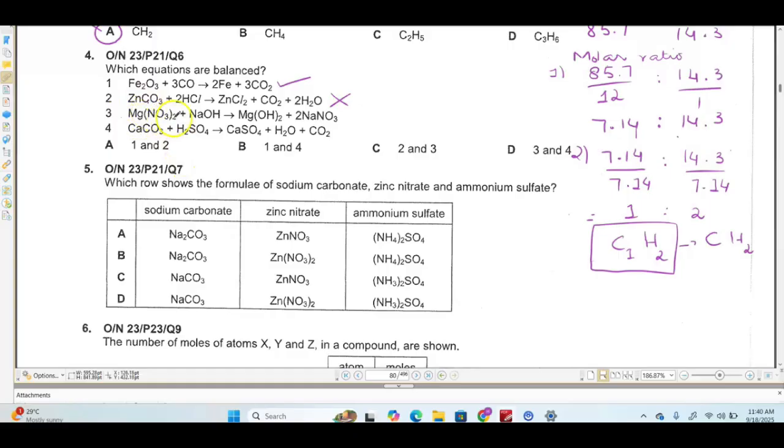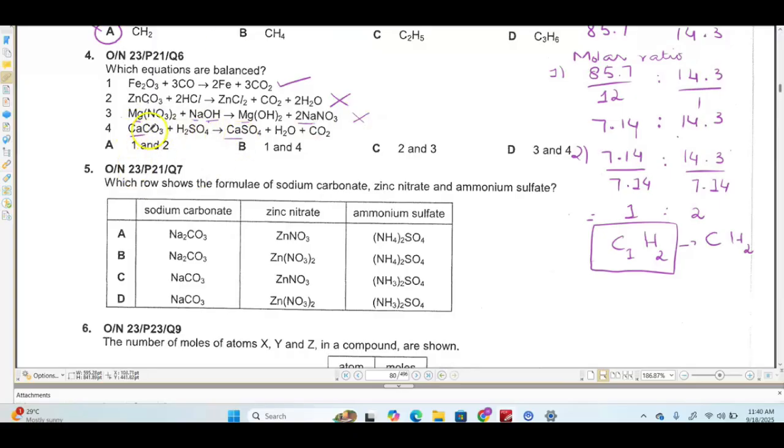Mg(NO3)2 and NaOH. So if you see over here that Mg is balanced, OH was 2 O's and 2 H, so this is not balanced. Sodium is not balanced. There are 2 of sodium over here and nothing over here, so this is also not balanced.